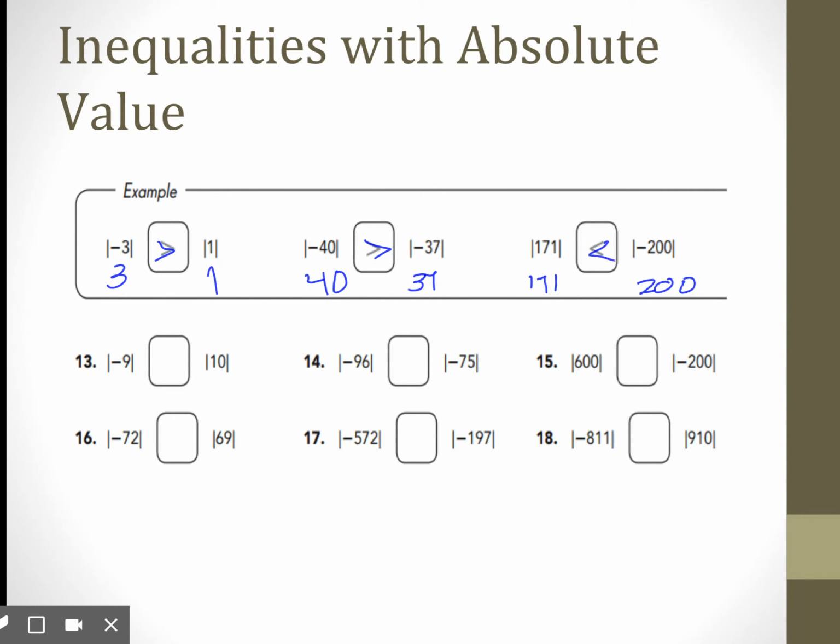The absolute value of -9 is 9, and the absolute value of 10 is 10. So the absolute value of -9 is less than the absolute value of 10. Again, please pause, try the rest on your own, and come back in a minute and compare your answers with mine. There you go. I bet you got them all correct.